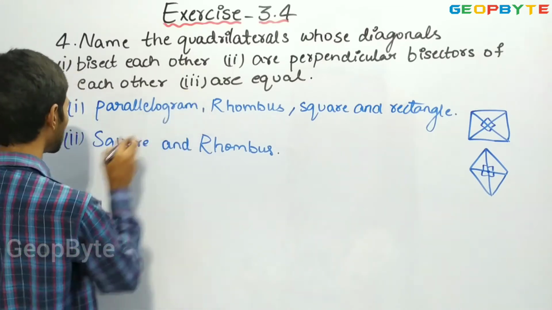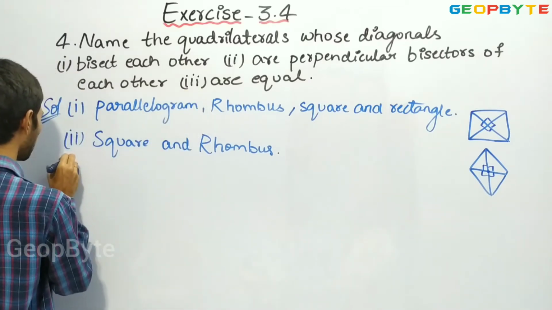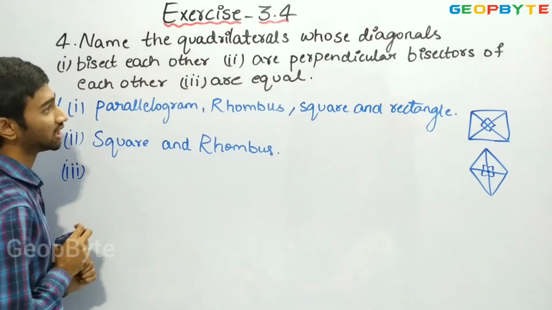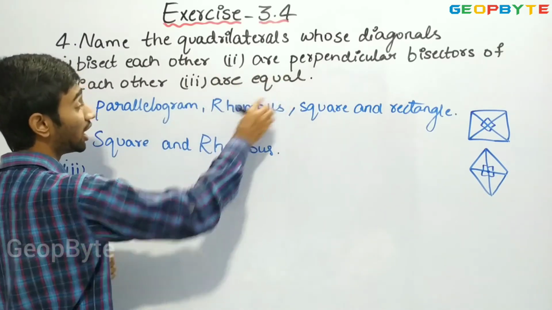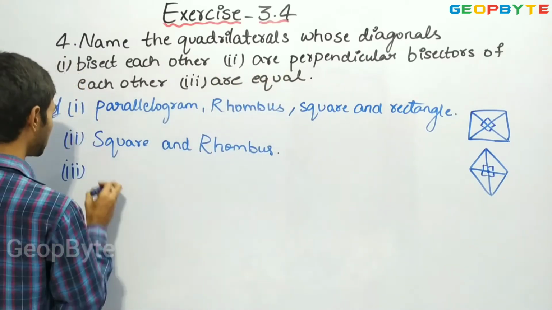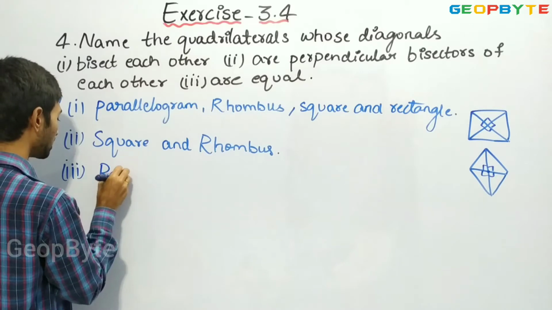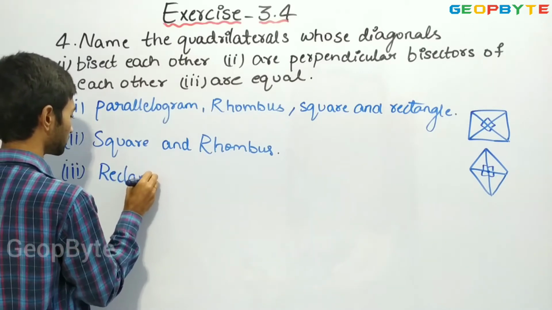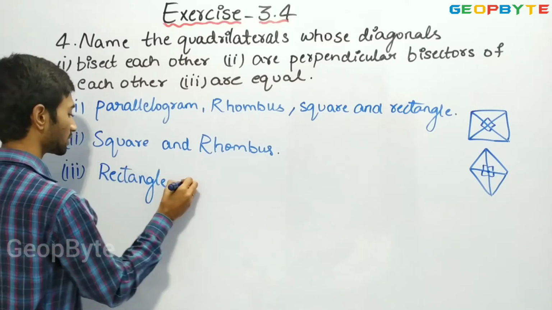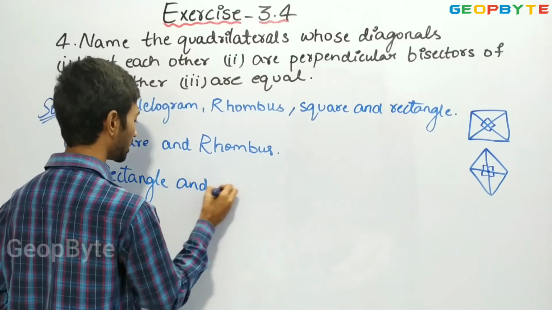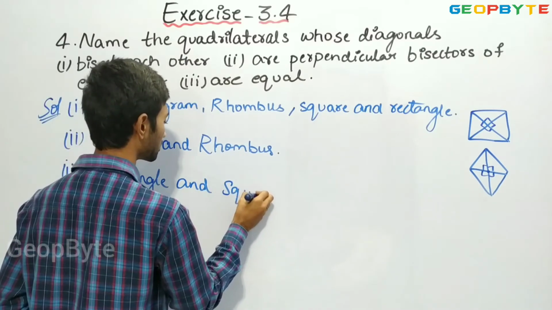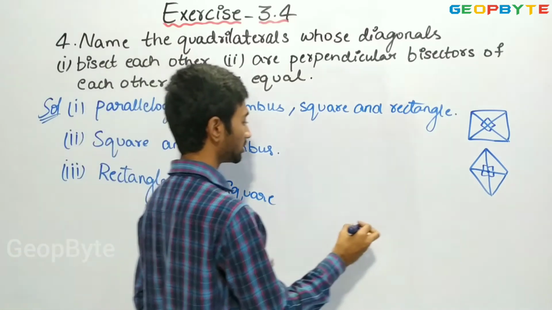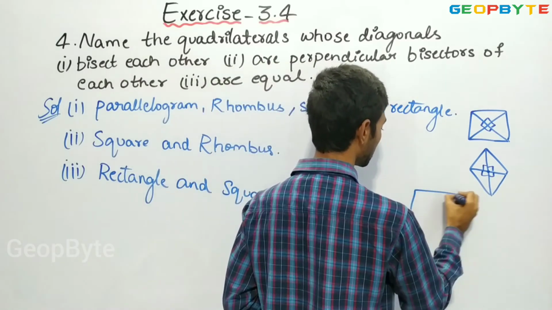Now let us see the third one. So name the quadrilateral whose diagonals are equal. The answer is rectangle and square. Rectangle and square. So let us draw a rectangle.